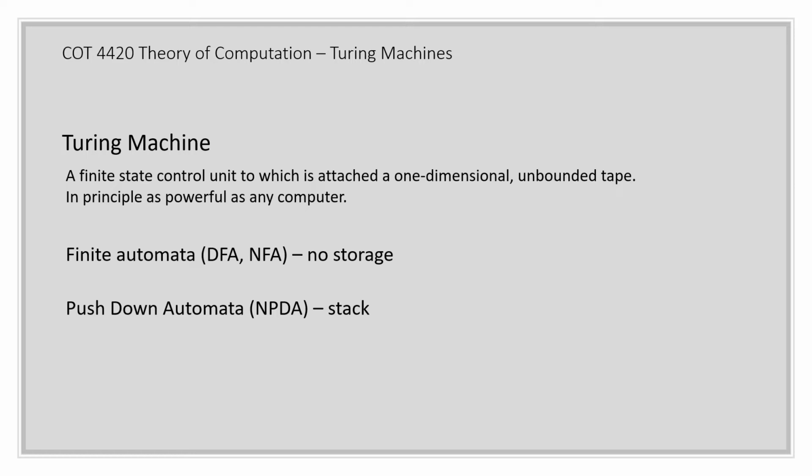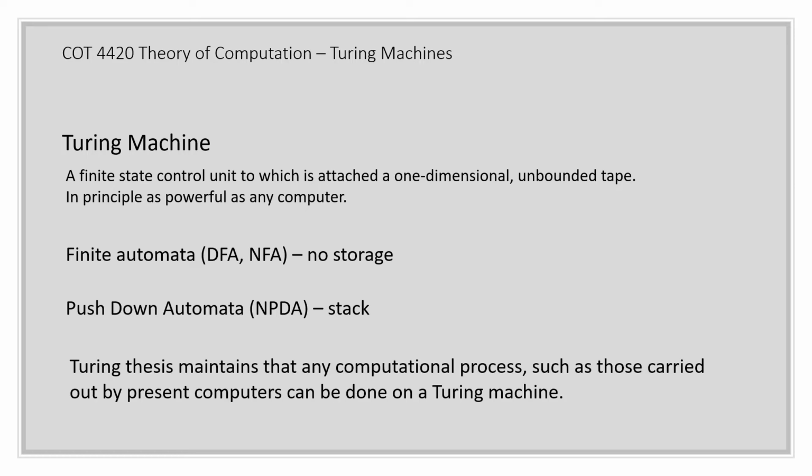But we also discovered that context-free languages and push-down automata, or NPDAs, are also limited. So now we're going to get into the Turing machine and other types of languages. The Turing thesis maintains that any computational process, such as those carried out by present computers, can be done on a Turing machine. Now, we're not going to try that.